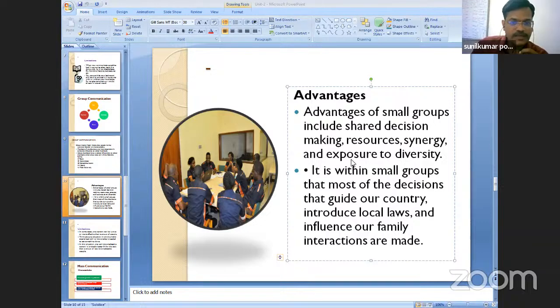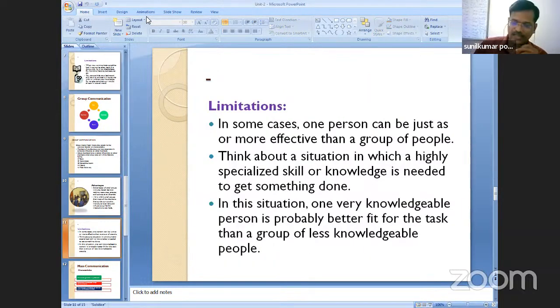Okay, next. Limitations. Already we have discussed the other two types of communication and the limitations of those two types of communication. Again, coming here, what are the limitations in group communication? In some cases, one person can be just as effective or more effective than a group of people.